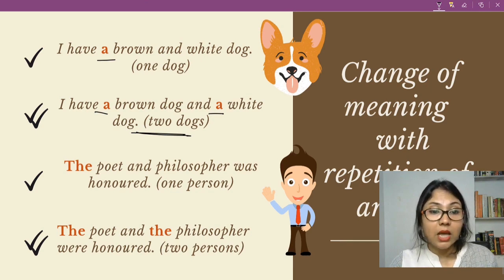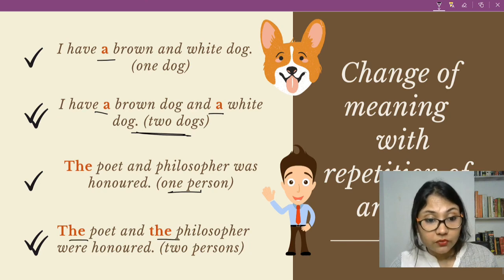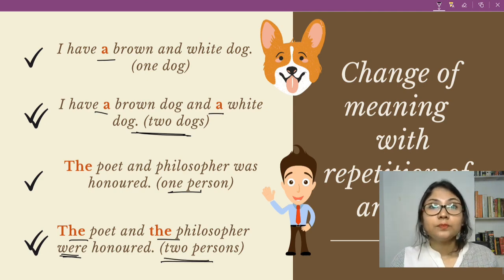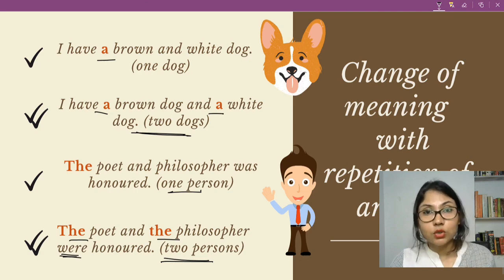The poet and philosopher was honored. So, one person. But the moment I'm saying the poet and the philosopher were honored, they are two persons. Alright? So, children, we have covered articles today.